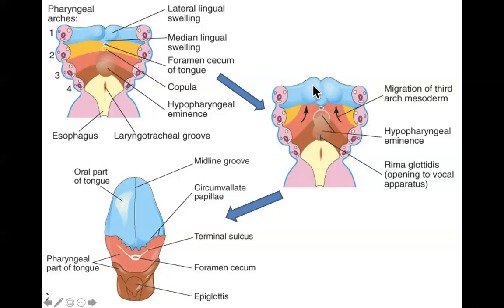And these guys are going to take over. They're going to get very big. They're going to zip together in the middle, and you're going to end up with the front 2/3 of the tongue. Okay. The next thing that happens is you get this little growth in the second arch called the copula.